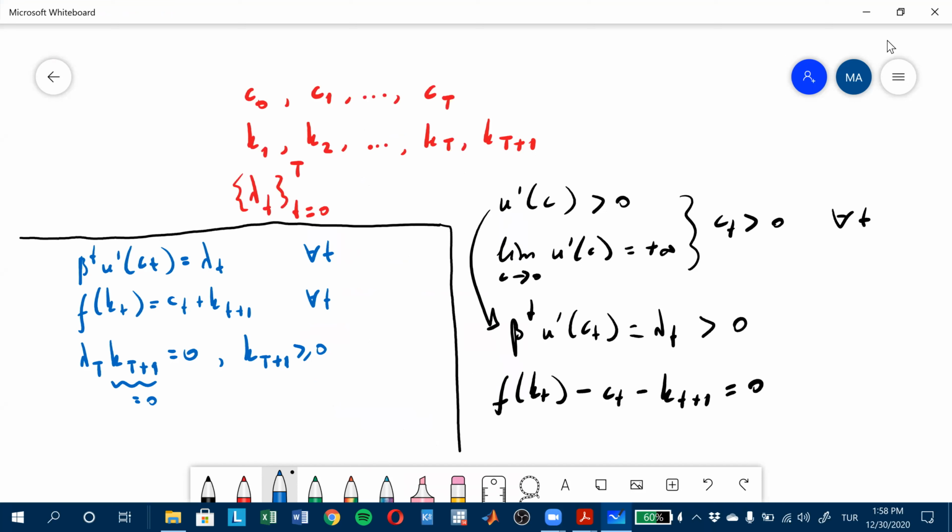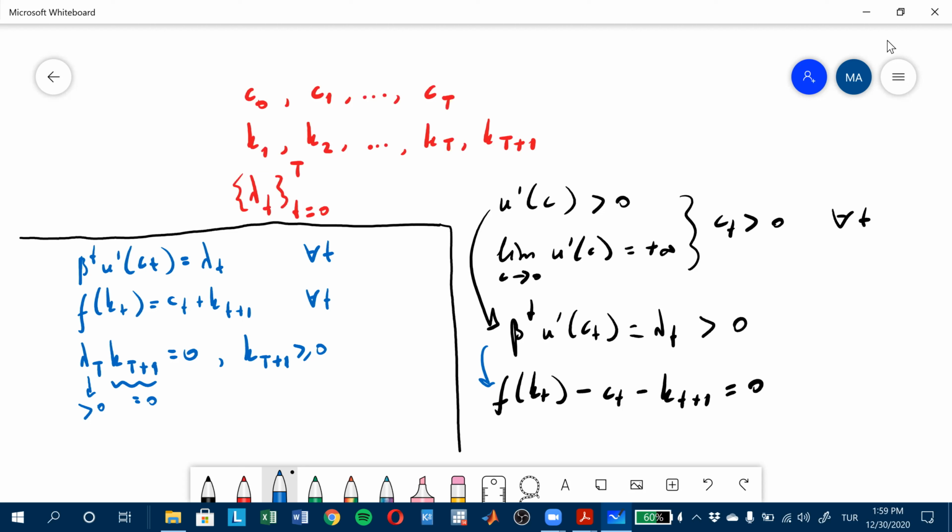So again, when marginal utility is always positive, and it goes to positive infinity when C goes to 0, this implies C_t is always positive. Then this is always positive, then lambda_t is always positive. This implies resources are always used. So then I can write the resource constraint with equality. Since this will always be positive, there is no capital left for tomorrow by the rational decision maker in this particular problem, right?